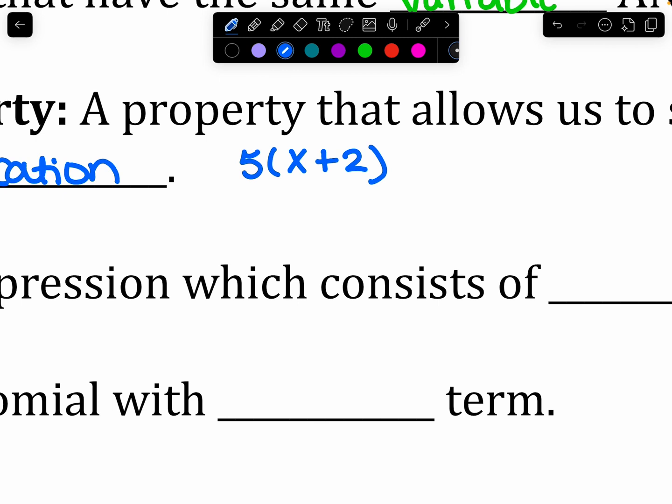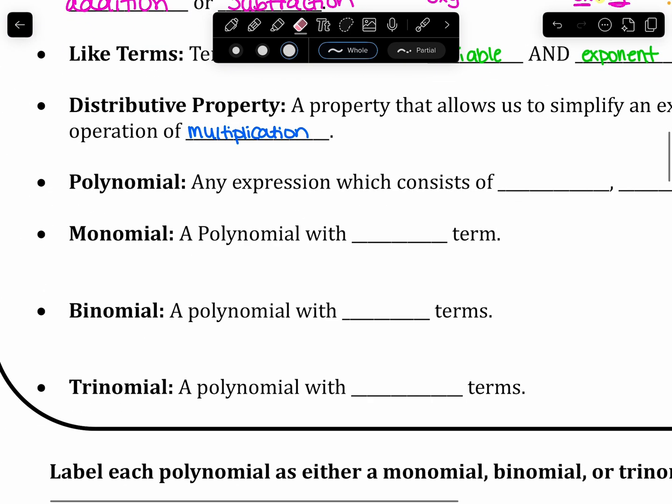So in order for me to simplify, because I have to simplify, I have to get rid of those parentheses, we will use something called the distributive property. I'm not going to do it right now, but I will do that for you later. But that is what we would see when we were to use the distributive property.